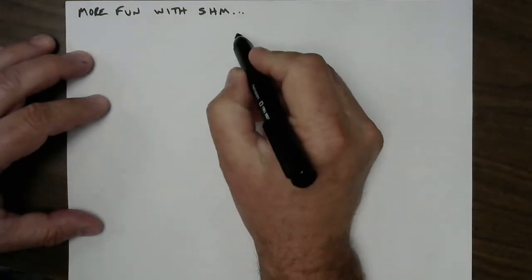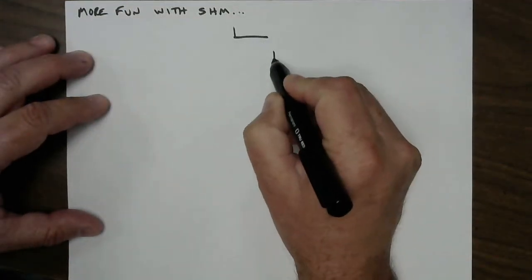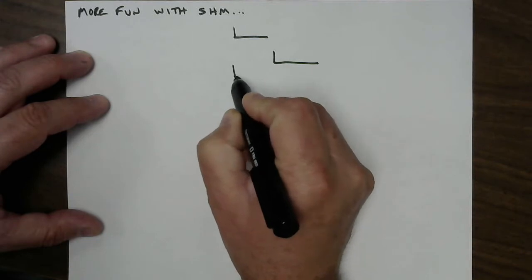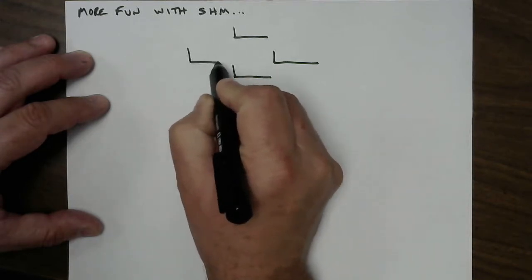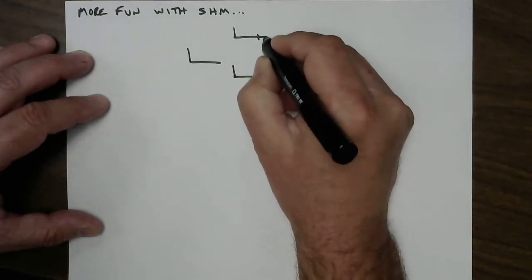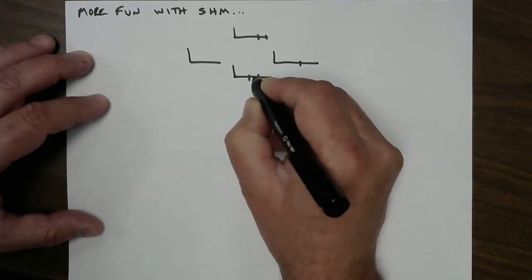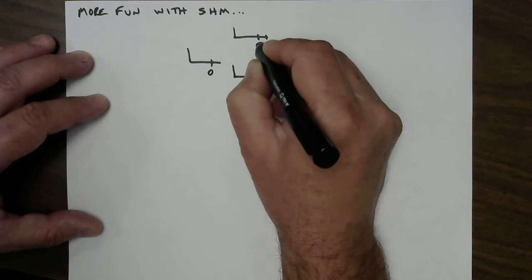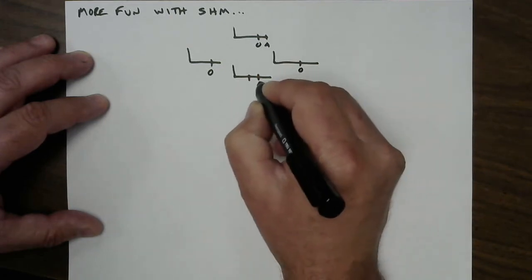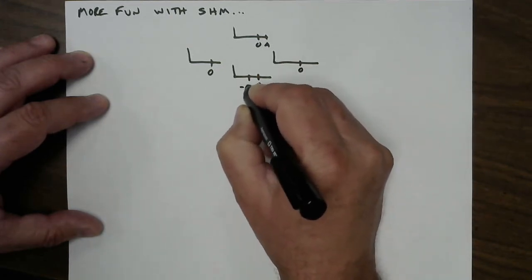All right, time for part two. More fun with simple harmonic motion. Just a recap of what we did before. We drew a picture of a mass and spring system, and it would go around these four different situations here: 0, A, 0, or the origin, minus A.